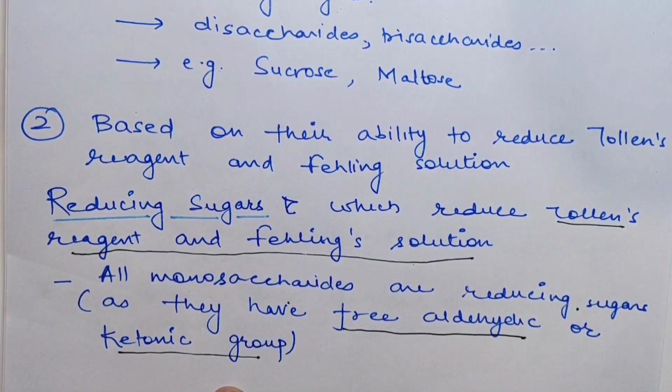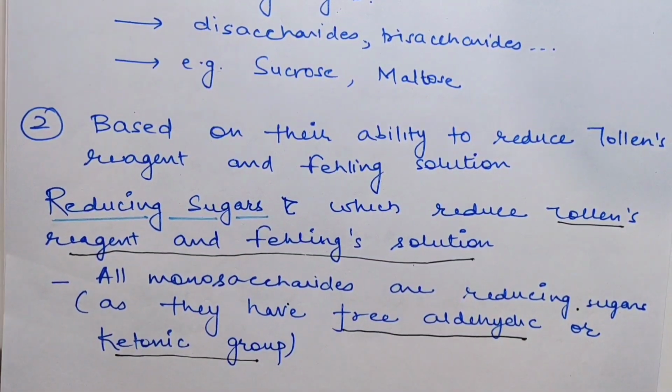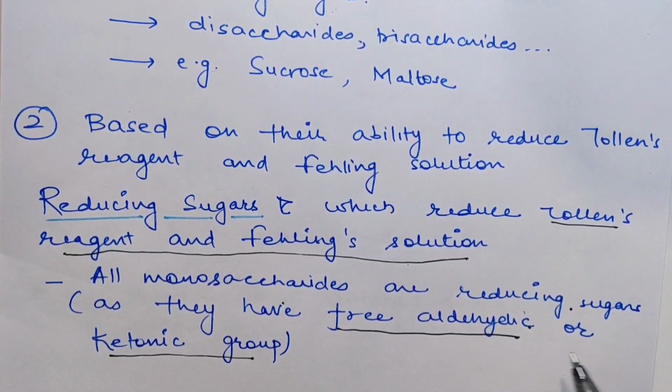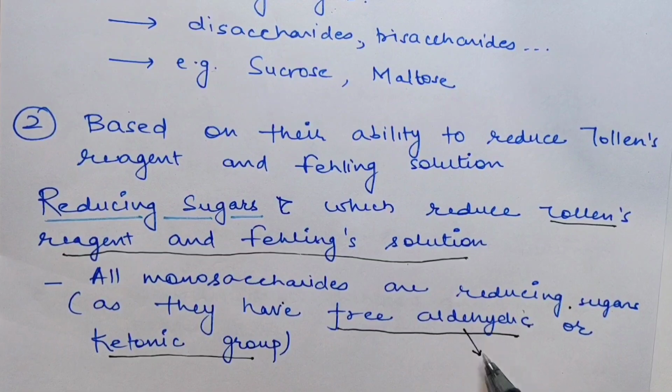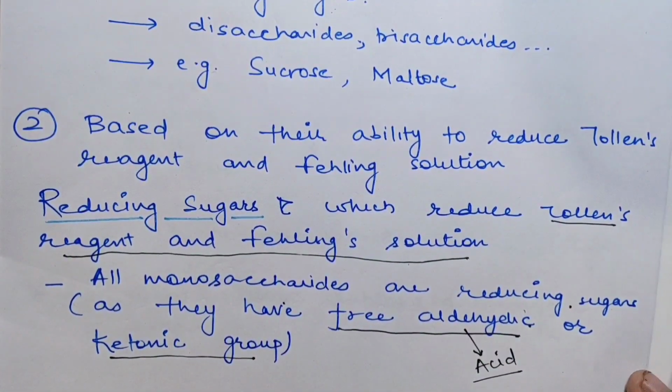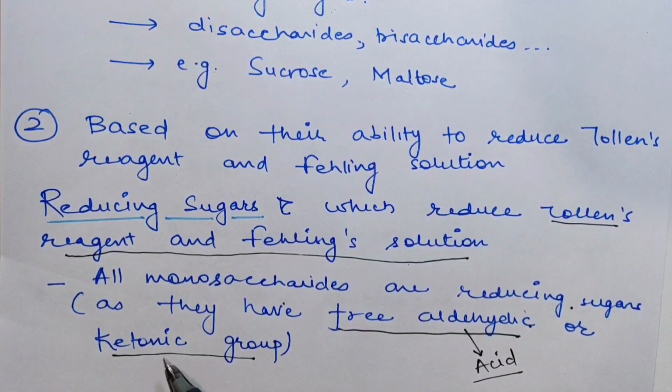Now, a question needs to be asked. Aldehydes, we know, are easily oxidized to acid, and when they get oxidized, they reduce Tollens reagent or Fehling solution. But ketones, we know, are very difficult to oxidize. They usually don't oxidize, and don't reduce Tollens reagent or Fehling solution. Then how come the carbohydrates containing a ketonic group are also reducing sugars?